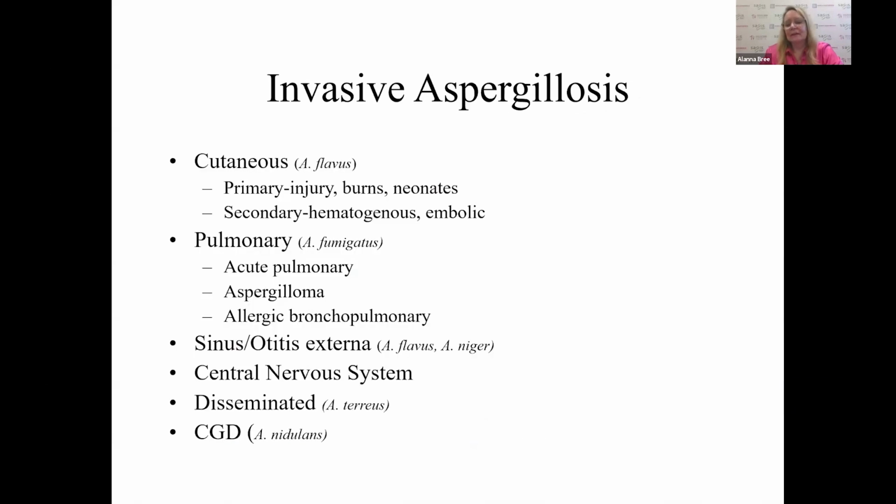And then again, in your immunocompromised patients who are going to be more prone to aspergillosis, they'll have the cutaneous findings. The primary is usually injury, burns, or you can see them in neonates. And then you can have hematogenous and embolic spread from other organs, including the lungs, the sinuses, the central nervous system. Certainly it can become disseminated.